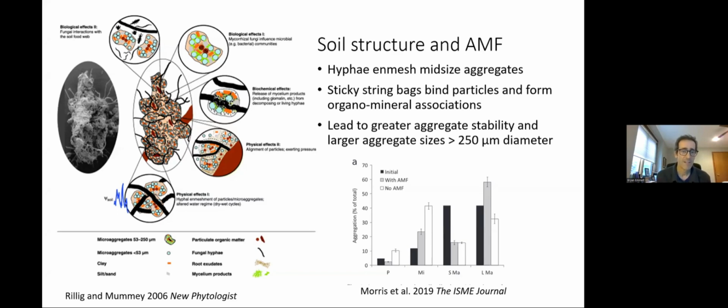And the effect that we see in the field and in soil is that there's both an increase in total aggregate stability when we measure that in the presence of AMF, but particularly we see aggregation into larger aggregate sizes. And so there's a shift from smaller sized aggregates, and in the presence of AMF, we get more of the larger diameter aggregates that are over 250 micrometers in diameter.